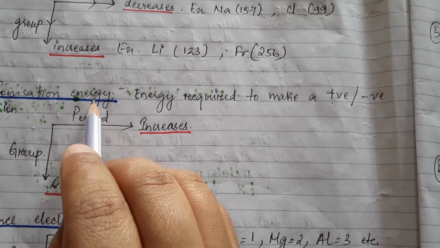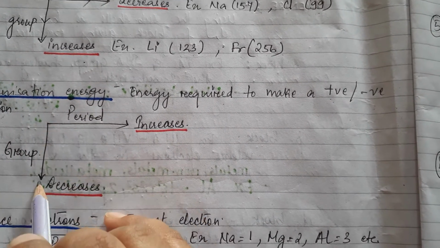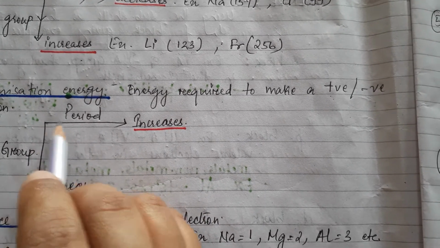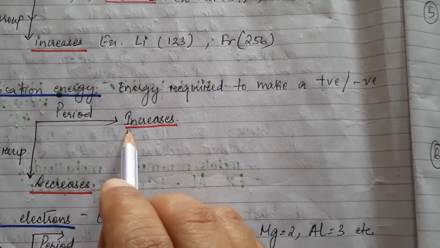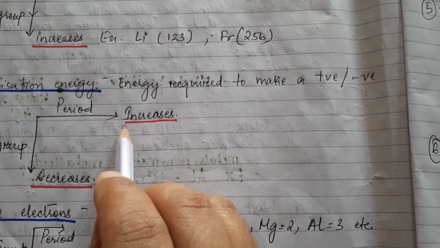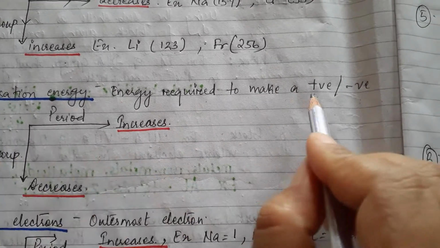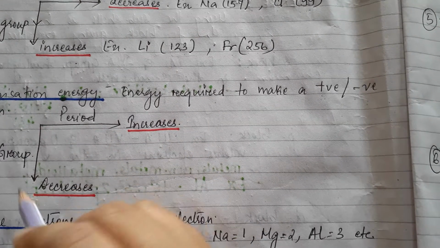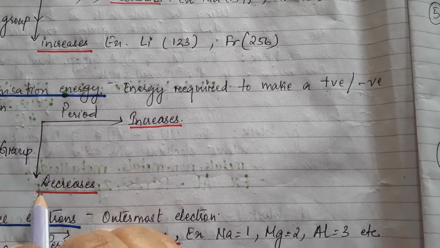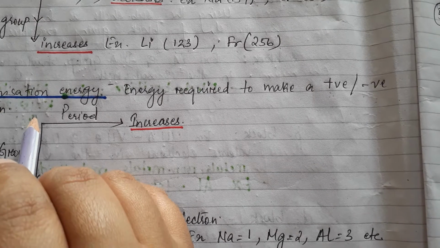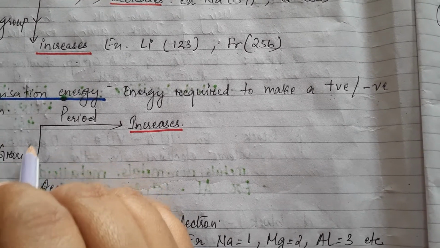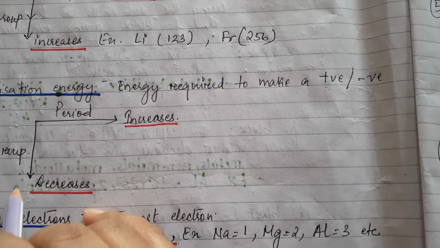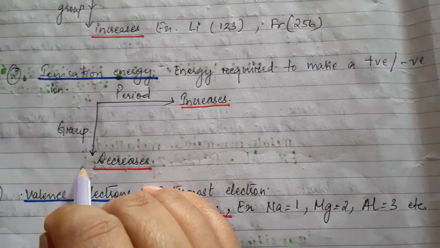Now what happens to the ionization energy? Whenever we go in a period from left to right, ionization energy increases. That means it takes more energy for an element to become a positive or negative ion. And when we go from top to bottom, the ionization energy decreases. That means the most energy is required in the topmost element, and as we go lower, less energy is required for an element to become an ion.